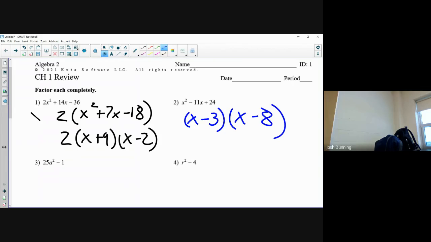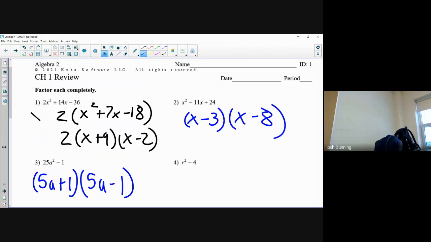Now on 3, well, there's a 25 and a 1. There's no GCF there, but hey, 25 is a perfect square. So is 1. So that's a difference of squares: 5a plus 1 and 5a minus 1.